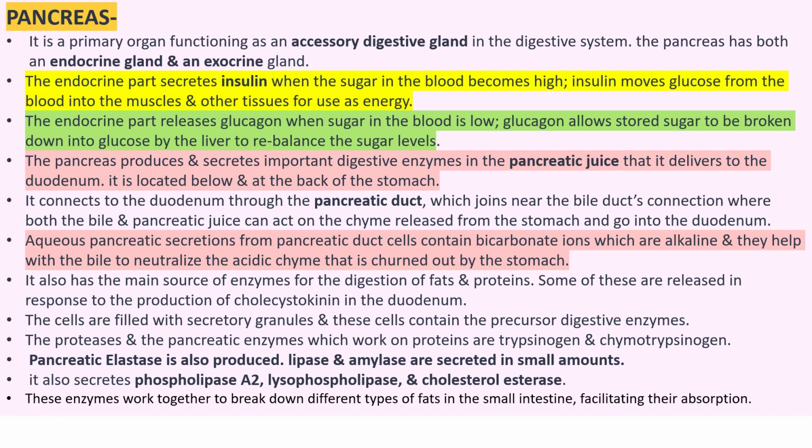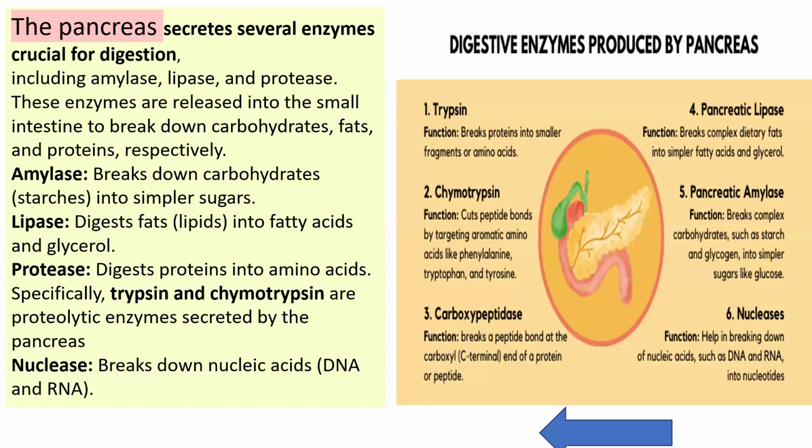It also secretes phospholipase A2, lysophospholipase, and cholesterol esterase. So these are the enzymes secreted by the pancreas, and all these enzymes need an alkaline environment so that they help in the digestion of fats, proteins, and carbohydrates. These enzymes work together to break down different types of fats in the small intestine and help in their absorption, then assimilation. So the pancreas secretes different types of enzymes, which I explained in my gastrointestinal tract parts 2 or 3.